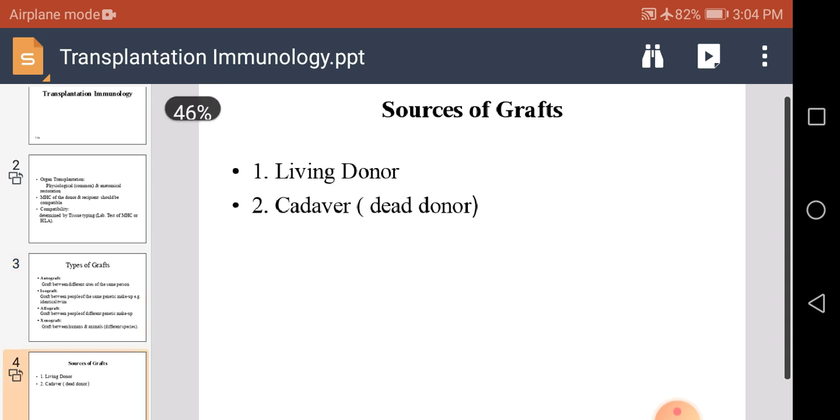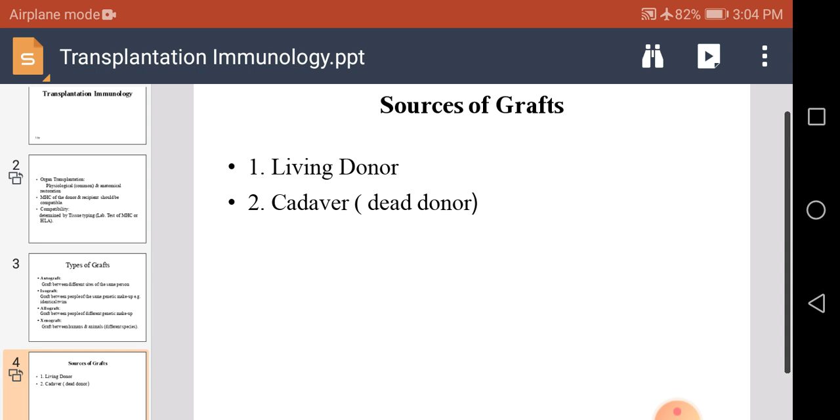The source of the graft: from where are you going to take the organ to be transplanted? Maybe from a living donor, like people who donate their kidneys or other organs, or from a cadaver, a dead person.